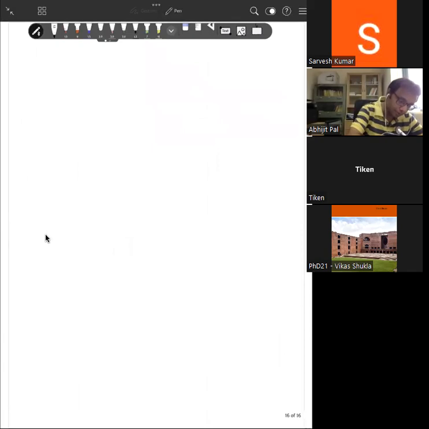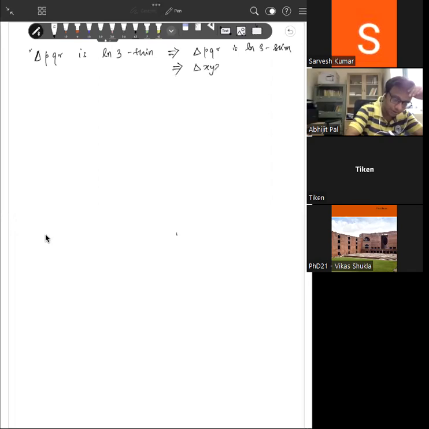Okay, so what we will prove is that this PQR, which now lies in the circle, is log 3 thin. Okay, and this will imply that this triangle PQR is log 3 slim, which will imply that the smaller triangle is also log 3 slim.